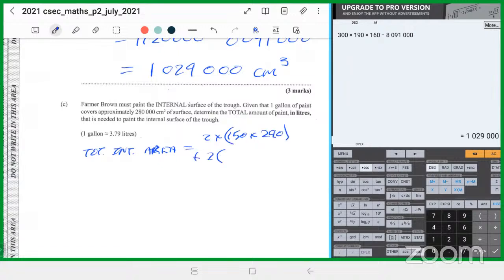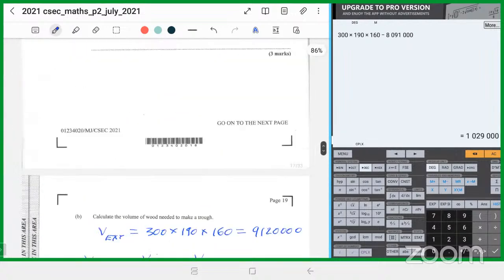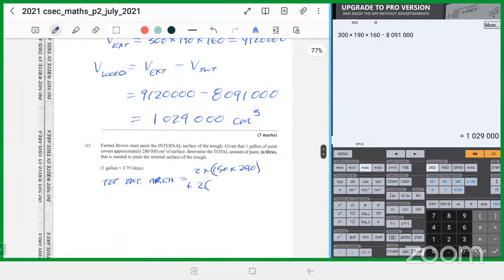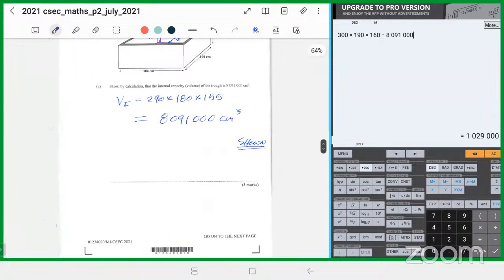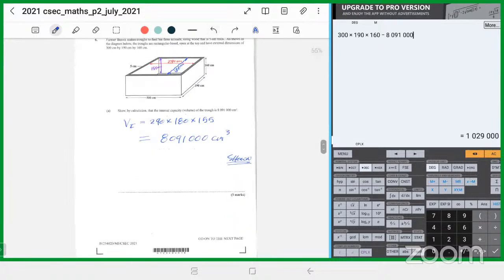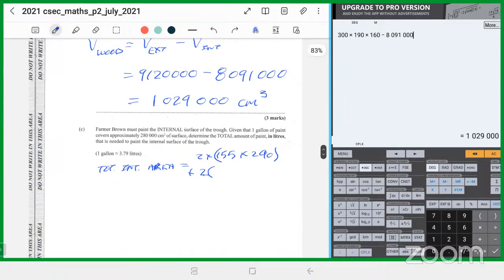Plus 2 side walls, 2 long sides, which is going to be 155 times 290. That's the front and back wall. Then they have 2 side walls, this side and that side, which is now 155 times 180. 2 of them. So it's 2 times 155 times 180.